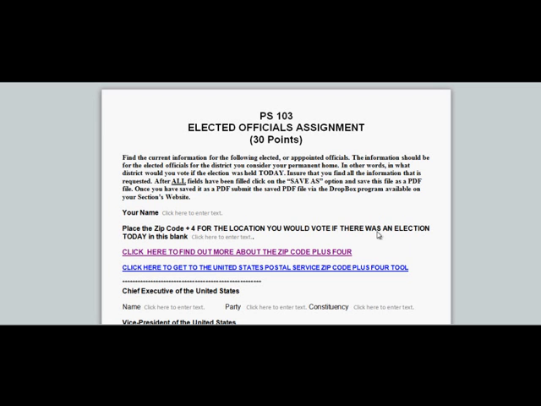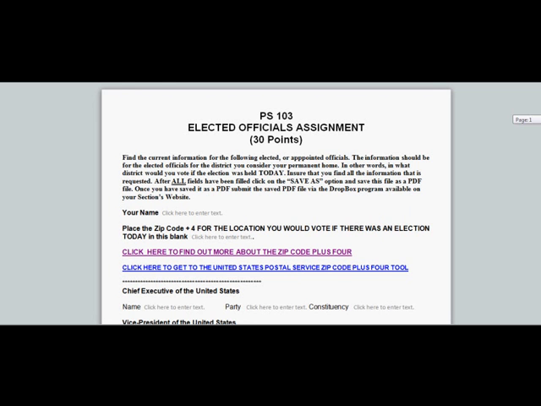So make sure you follow these links to find out exactly what your zip code +4 is. Because if you simply give me your zip code, I'm not going to be able to effectively grade this assignment. And if you simply just give me the +4, I definitely will not be able to grade this assignment.